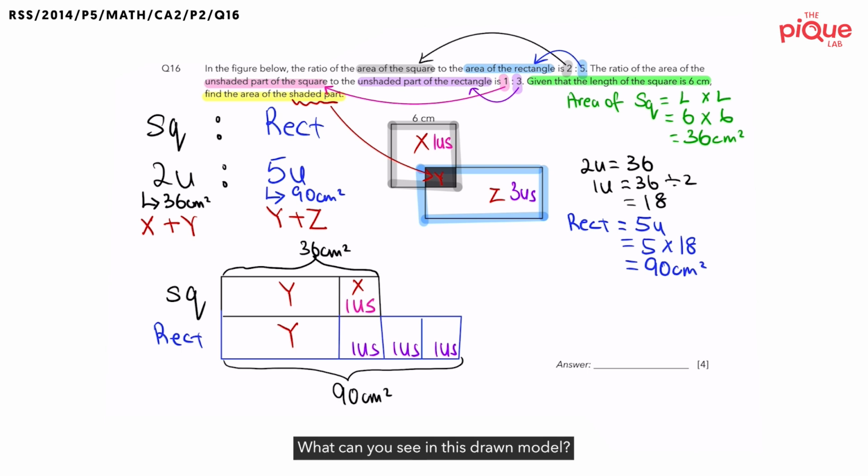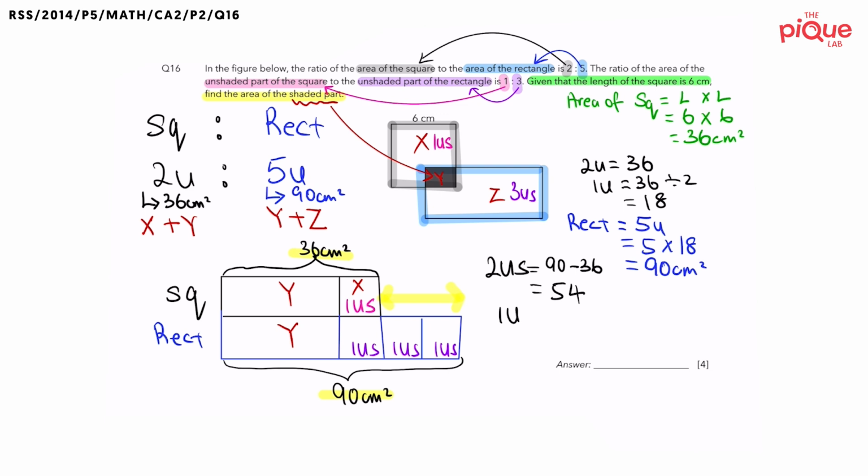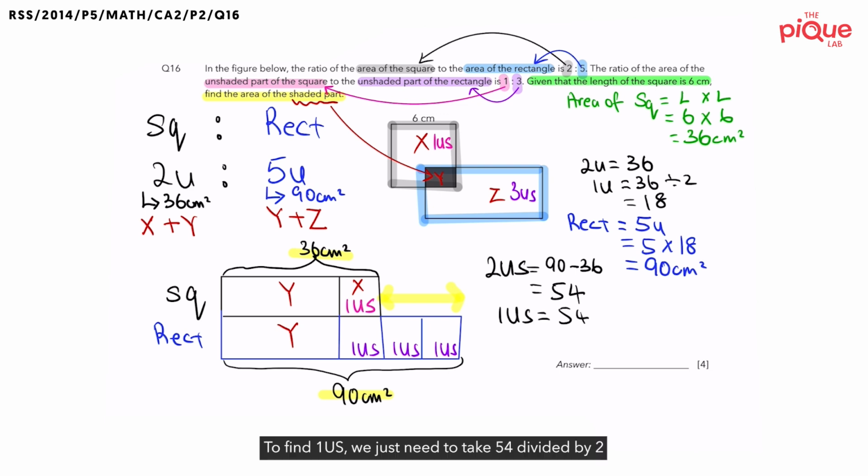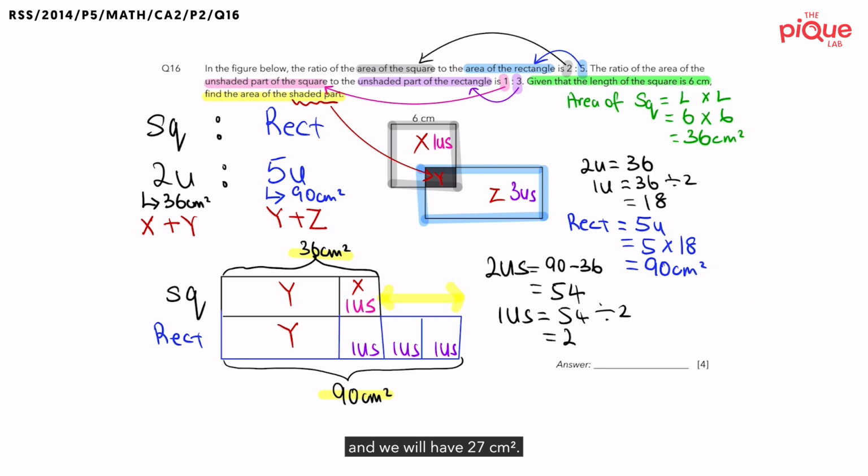What can you see in this drawn model? I see that there is clearly a difference of 2 US, as noted by the yellow lines, and this 2 US is also the difference between the area of the rectangle and the area of the square, giving us a difference of 54 cm squared. To find 1 US, we just need to take 54 divided by 2, and we will have 27 cm squared.